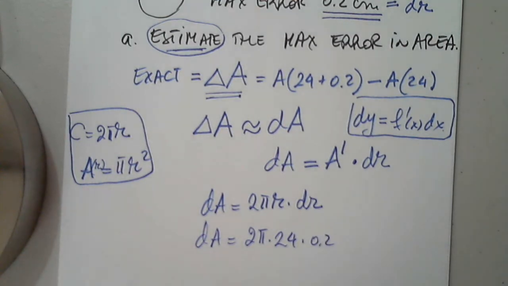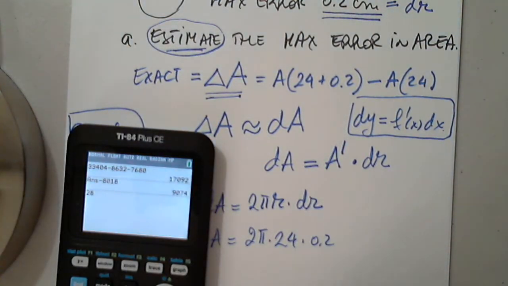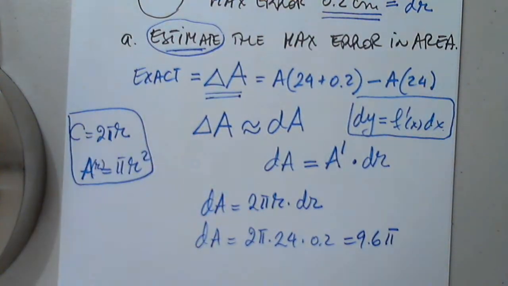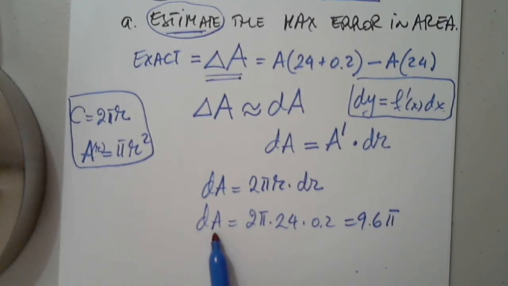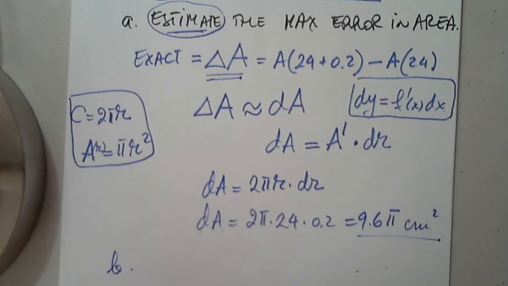Whatever that is. I have the calculator up. So what is that? 48, of course, right? I don't need a calculator for that. 48 times 0.2. That is 9.6 pi. Measurement unit. So the error, centimeters squared. Excellent, because it's the error in the area. That's it, done. In part B, they're asking us, what is the relative error?